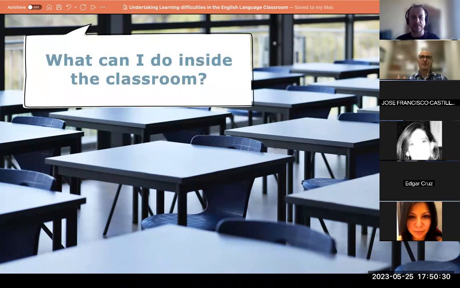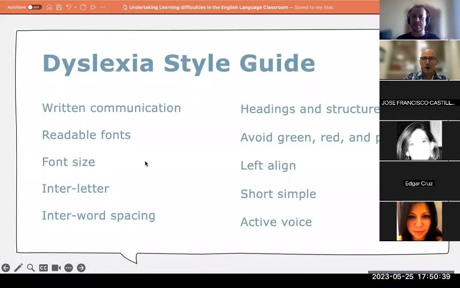And all of these concepts are paramount. They are so vital to learning, to being inside of a classroom, and of course, inside of our area of language teaching, okay? What can I do inside of my classroom? Take a look at the dyslexia style guide.